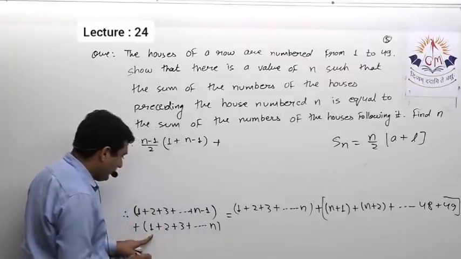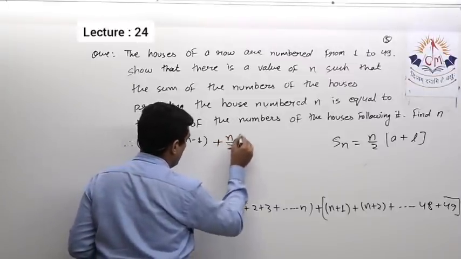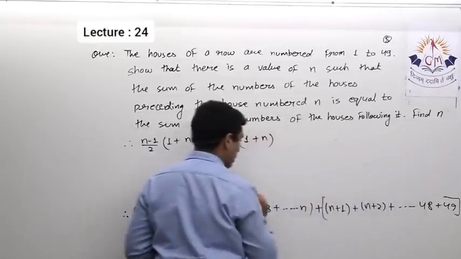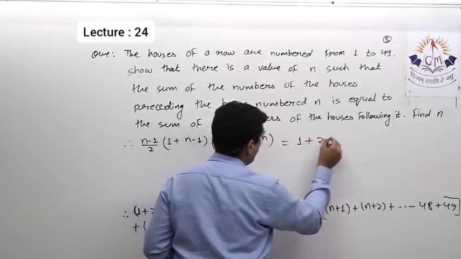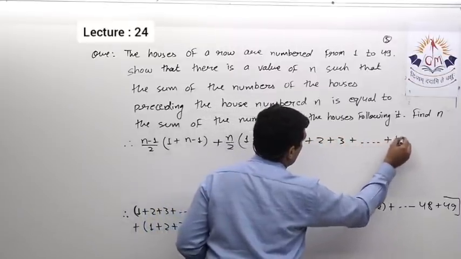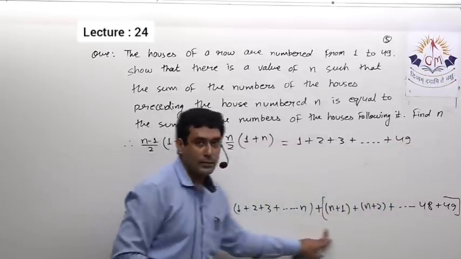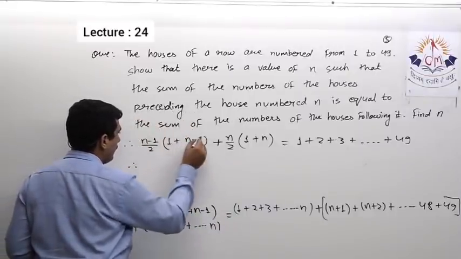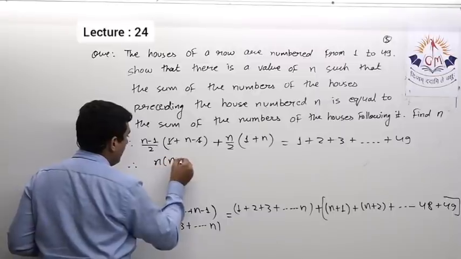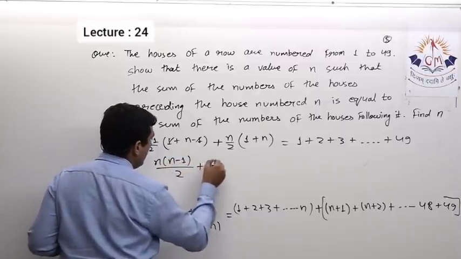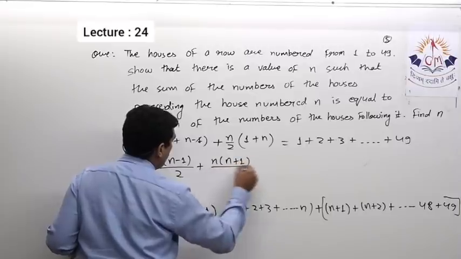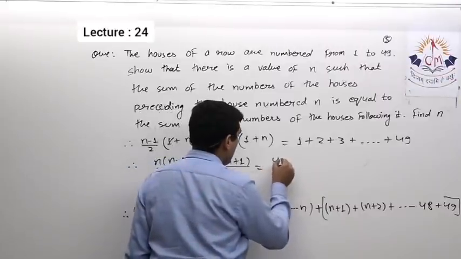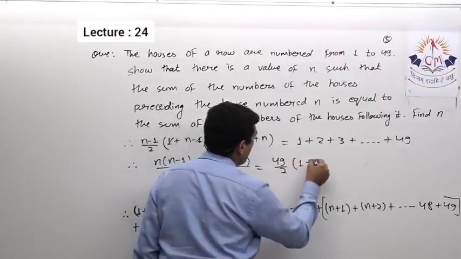Okay, over here again n by 2, first term that is 1, last term that is n, is equal to 1 plus 2 plus 3 up to 49. Okay, because this gives you the sum of all terms starting from 1 to 49. Now here I will solve it further. Minus 1 plus 1 cancel, so n minus 1 by 2 plus n plus 1 by 2 is equal to, again here I can apply the sum of n terms, that is number of terms by 2, first term plus last term.